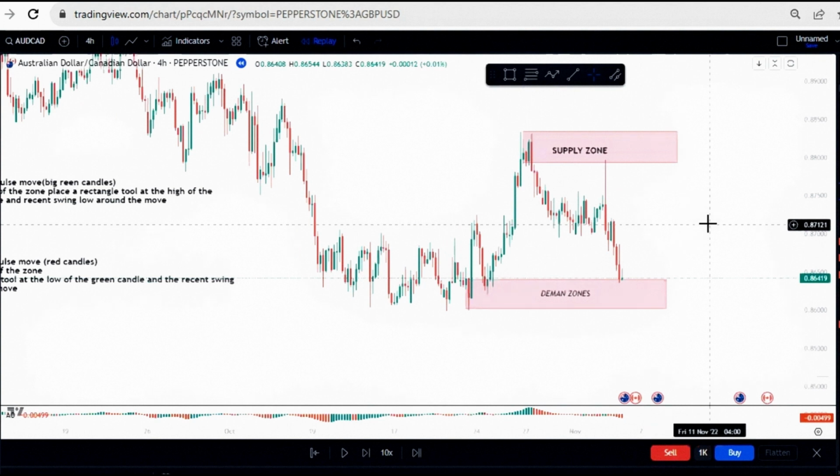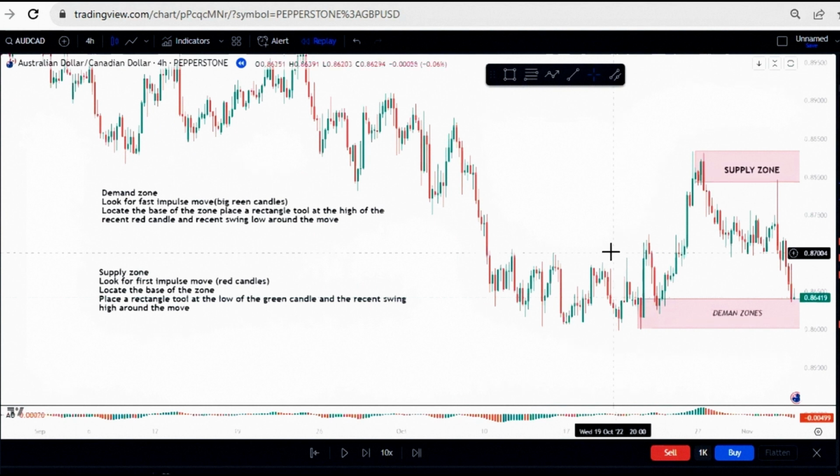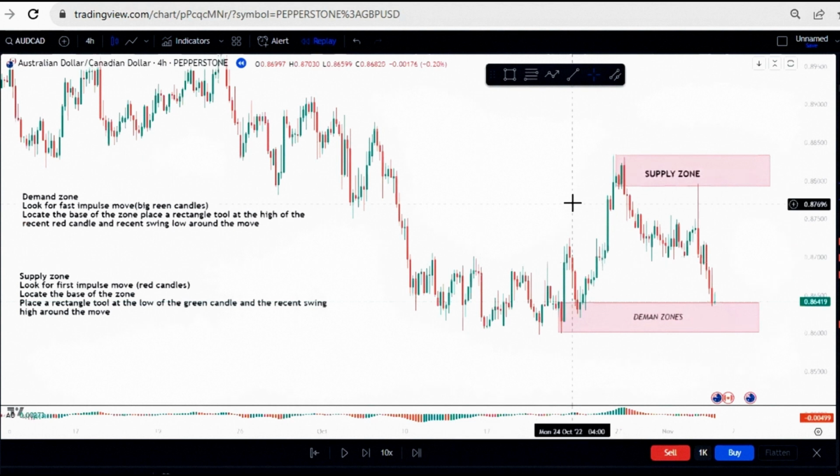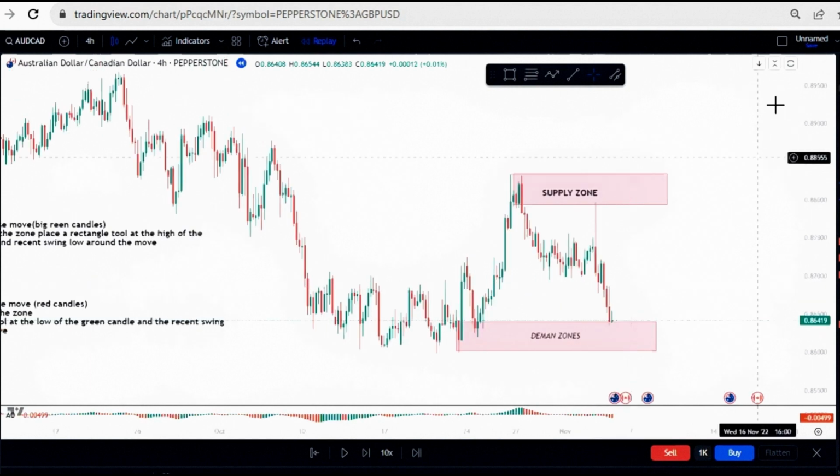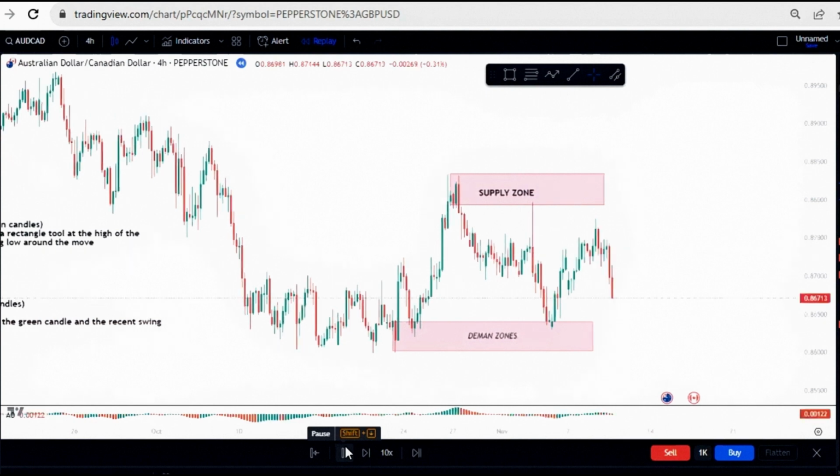Now, we know how to locate demand zones and supply zones. But we have 4 types of demand and supply zones, but they are classified or categorized into 2. The continuation supply and demand zone and the reversal supply and demand zone. We'll start with the continuation. In the continuation, we have a rally base rally, and they form during an uptrend when the price is going up. That's when we have a rally, then a base, and then another rally.